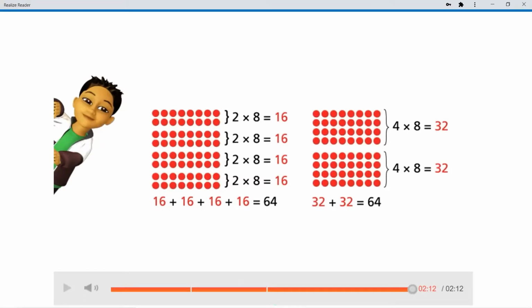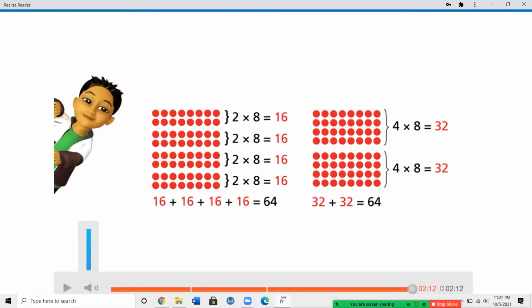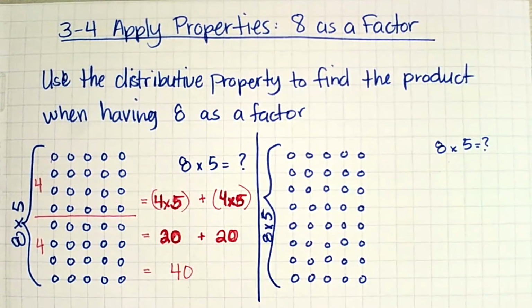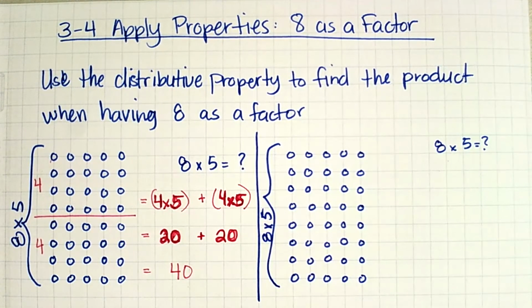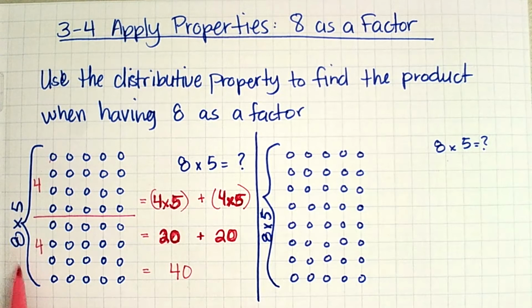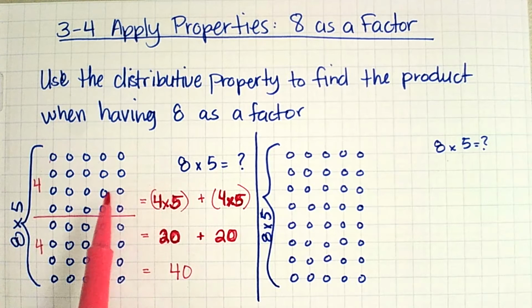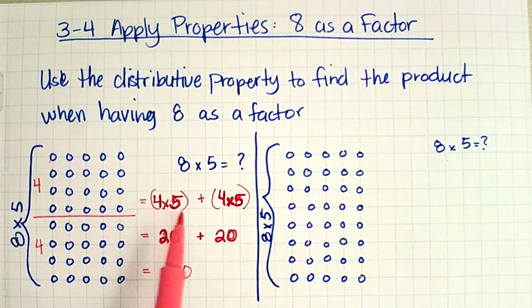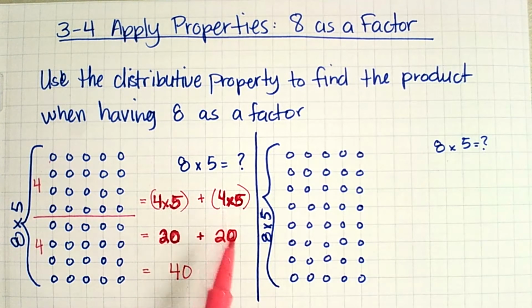Okay. So let's go ahead and take a look at our notes for this lesson. Now, we're going to be doing the same thing like I said earlier. We're going to be using the properties that we know when we are multiplying with 8 as one of our factors. So the example I gave you over here is 8 times 5. So I have my array that has 8 rows with 5 in each row. I can split it in half into 4 and 4 more. So 4 times 5 plus another 4 times 5. I know 4 times 5 is 20, another 4 times 5 is 20. When I add them together, I get 40.